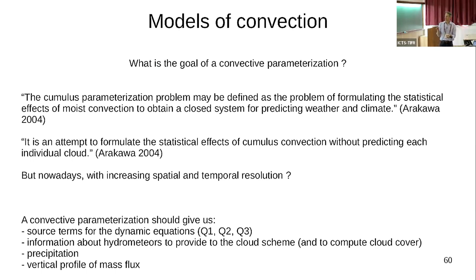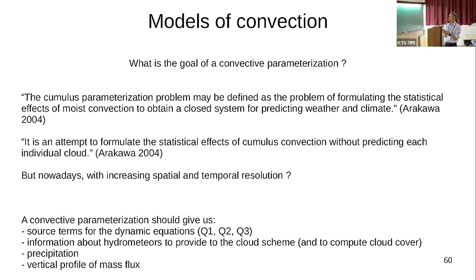Again, it is an attempt to formulate the statistical effects of cumulus convection without predicting each individual cloud. So I think that's the difficult thing about convection: I like the bubbles, but if you want to make a model out of the bubbles, it's difficult, yeah? It's difficult. So you kind of have two ways of exploring convection. One is by the models, by the parameterization, and one is by describing the complexity of the convective structure.